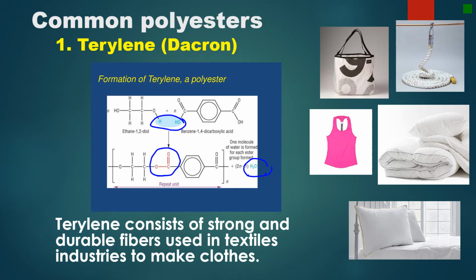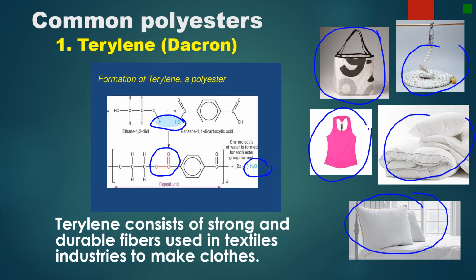Terylene consists of strong and durable fibers used in textile industries to make clothes. Fibers are like threads, and they are used in textile industries to make clothes. The images beside here show you some of the uses of Terylene or Dacron. You can see here we have this handbag, we have the rope, we have the cloth, we have the bed cover, the pillows. So there are many uses in the textile industries.